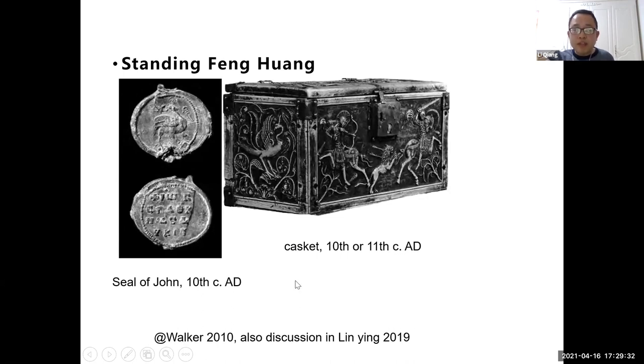So this image should have been transferred through intermediaries along the Silk Road to the Byzantine Empire. This was very late, in the 10th century. In the early centuries, you could not find this. This is very interesting, but I'm not an art historian, so I cannot give you further information. If you are interested, you can check my bibliography later to see how they discussed this in detail.